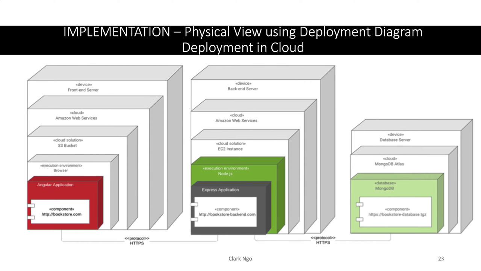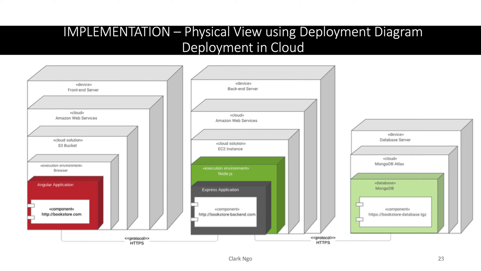And the implementation uses the physical view with a deployment diagram, in this case deployment in the cloud. You would see three big cubes: the front end server, back end server, and database server as the respective devices, and they all communicate with HTTPS.